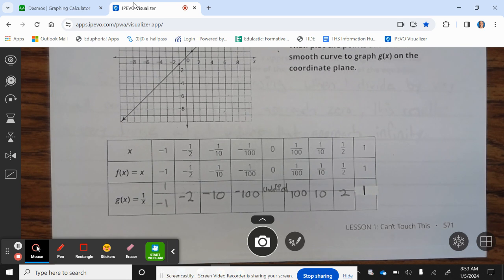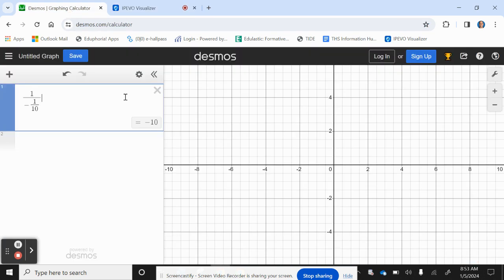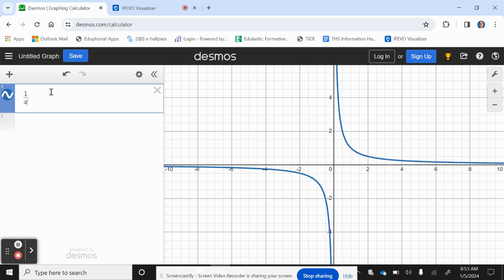All right. Now to graph 1 divided by x, let's go ahead and use Desmos. Okay, so I'm going to come over here to Desmos. I'm going to graph 1 divided by x. And really, our best points to look at are -1, -1, and 1, 1. So let's graph those points.